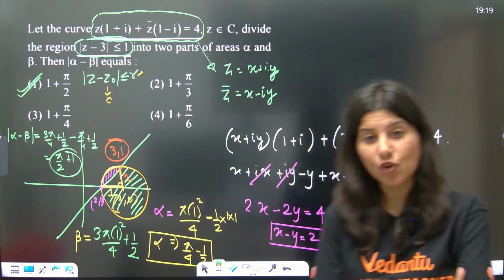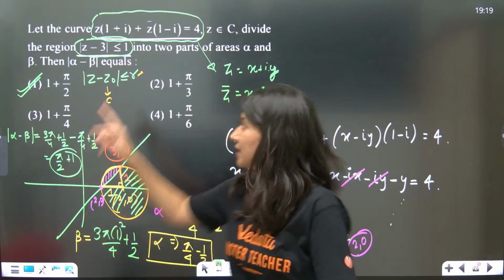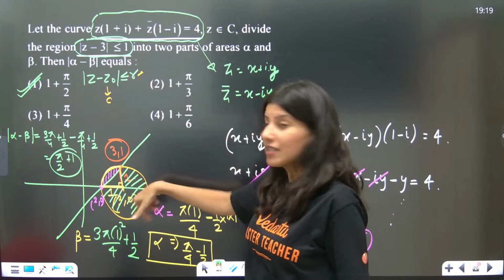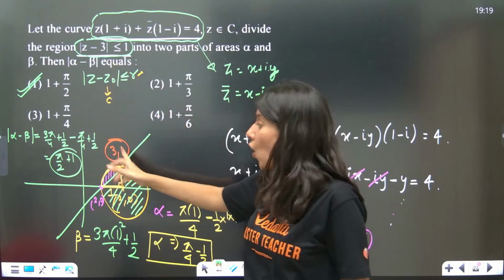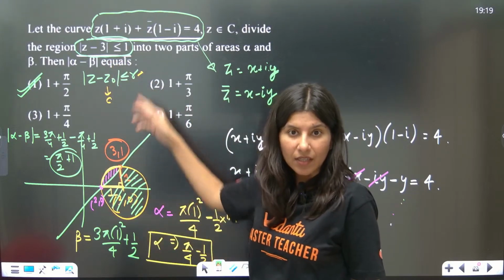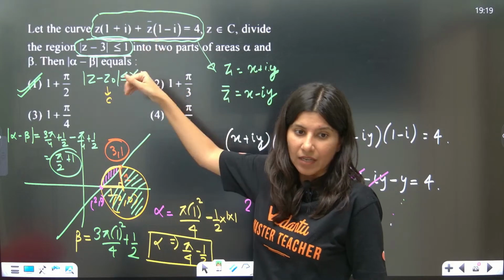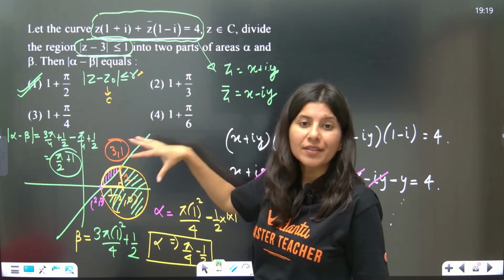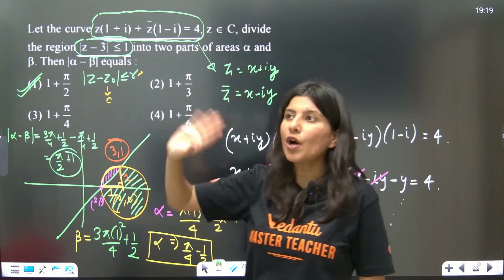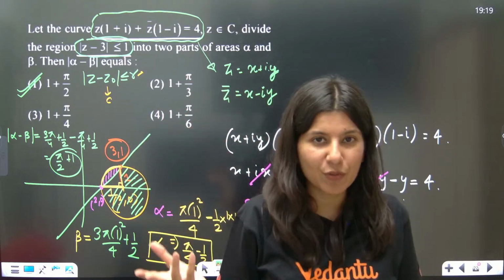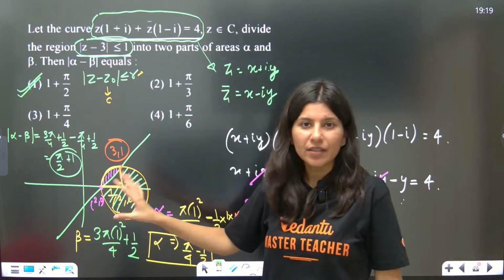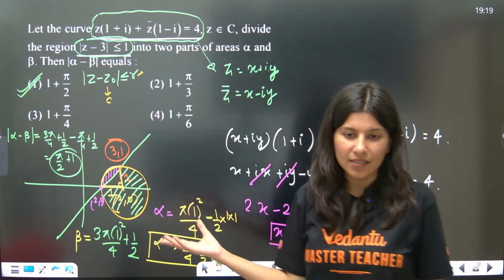Did you understand the geometry first of all? So this is a circle, actually on or inside the circle, and this is a line. The moment you plot the curve and line, this question is not from complex numbers anymore. This is a clear-cut question of geometry and areas.